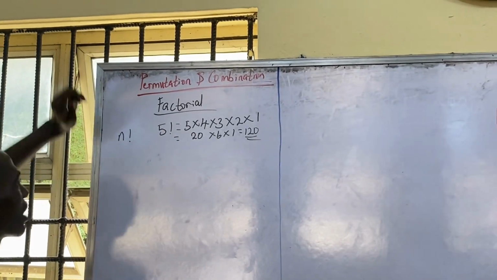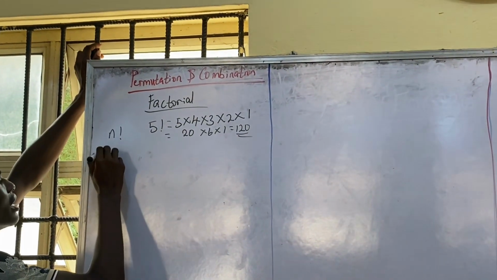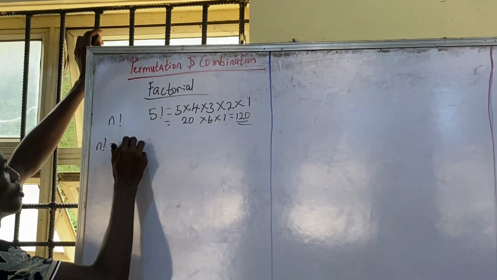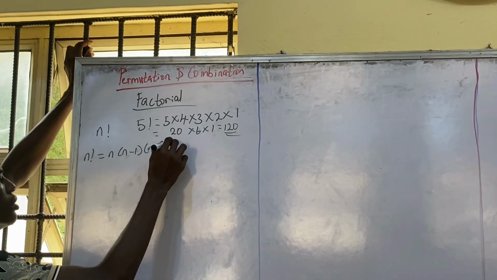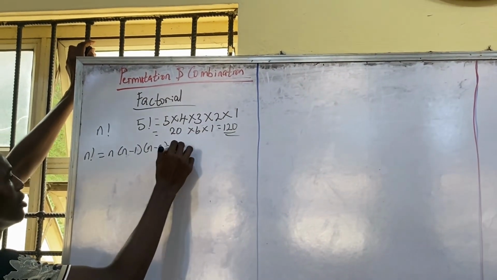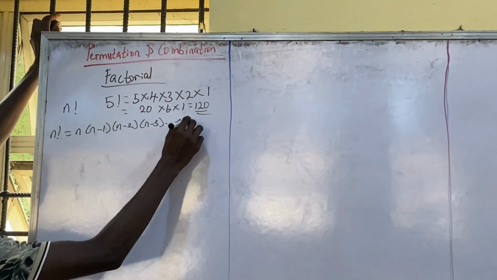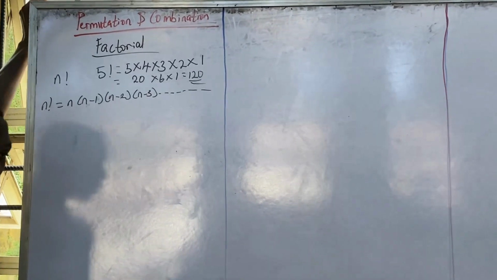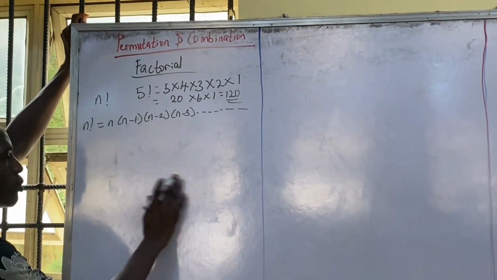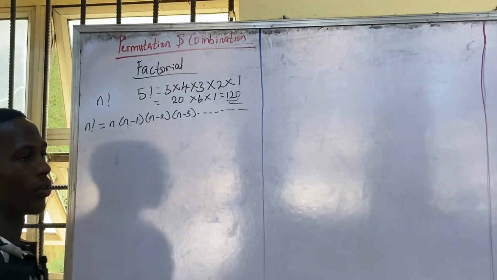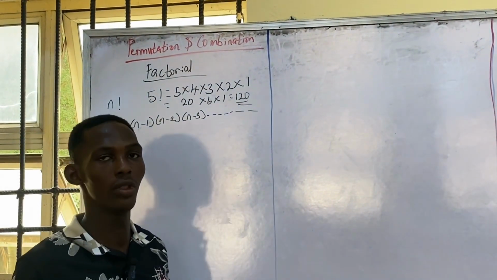So from this, you can safely deduce that n factorial is equal to n times (n minus 1), (n minus 2), (n minus 3), and so on and so forth, until you eventually get to 1. So that is what our n factorial is. Now let us touch one more thing on factorial, because for this video, I'll be focusing more on factorial.